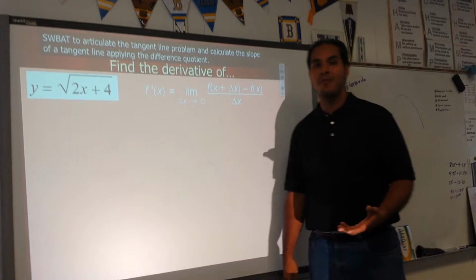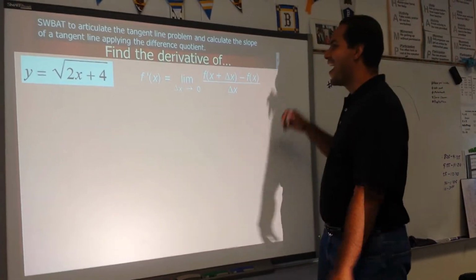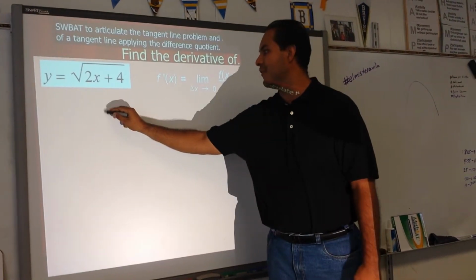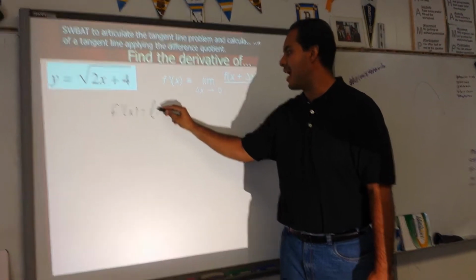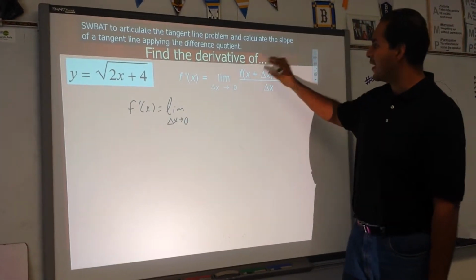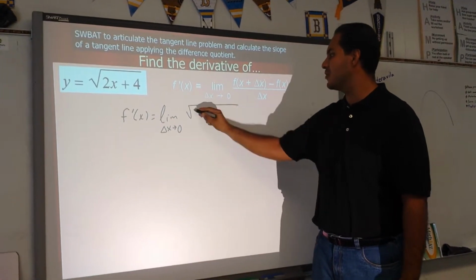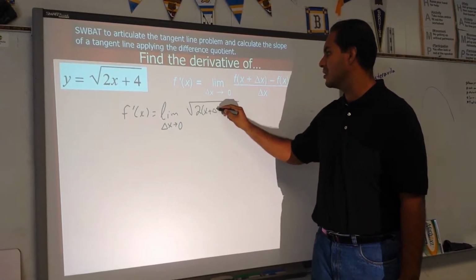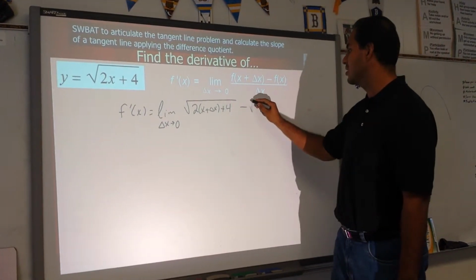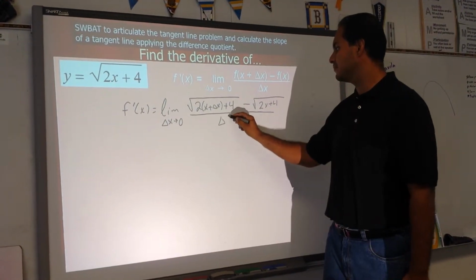In order for me to go over this example, I'm going to need my marker. There it is. This function is going to be a little bit more difficult to deal with because we have that square root. So our derivative is going to equal the limit as delta x approaches 0 of f of x plus delta x. Now if I plug x plus delta x into the function, that gives me the square root of 2 times x plus delta x plus 4, minus the original function f of x, the square root of 2x plus 4, all over delta x.